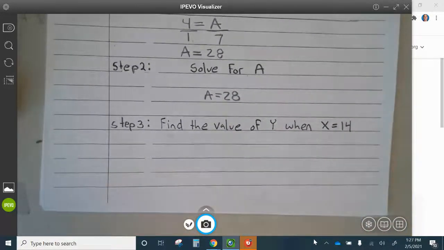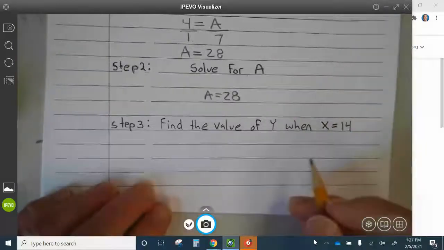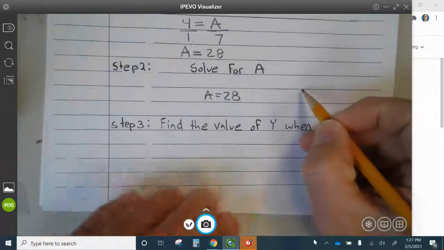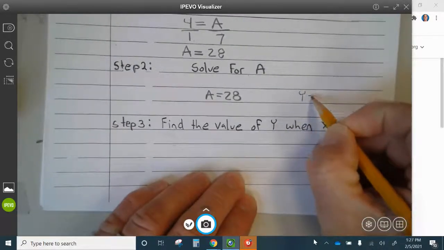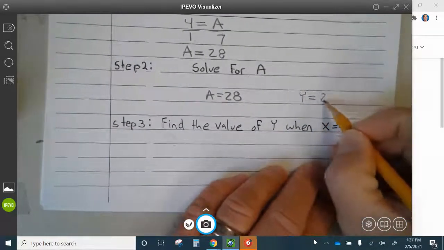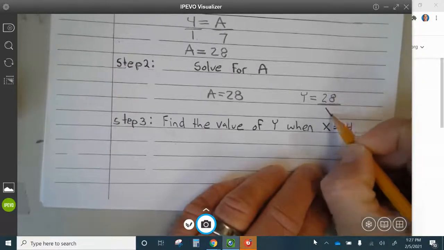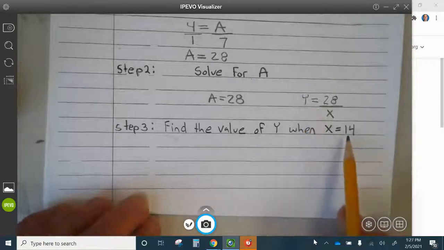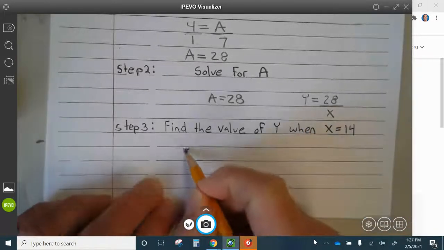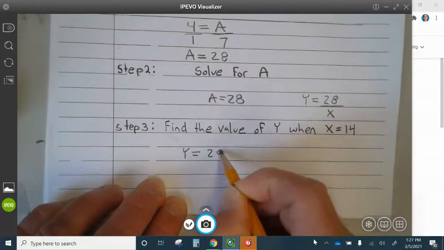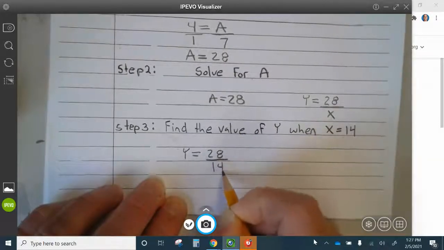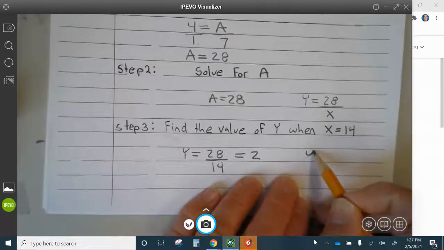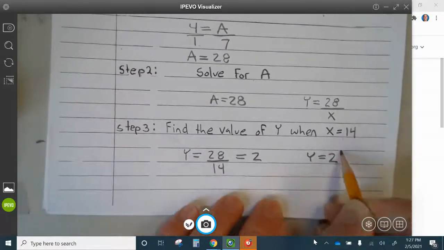Now we're going to find the value of y when x equals 14. So we know our equation is y equals 28 divided by x. So now we're looking for y, and we have x is 14. So y equals 28 divided by 14, which is equal to 2. So y equals 2.